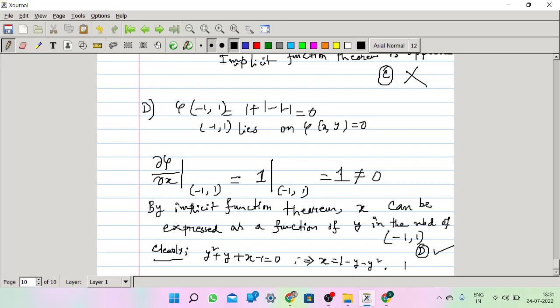So options B and D are correct. Option B and option D are the correct options.